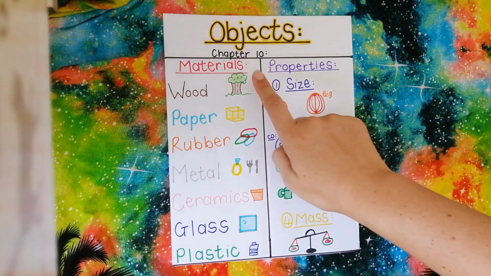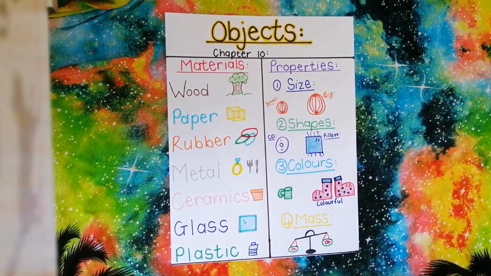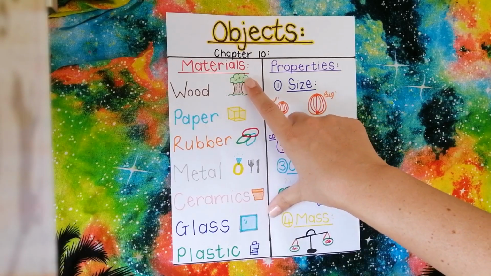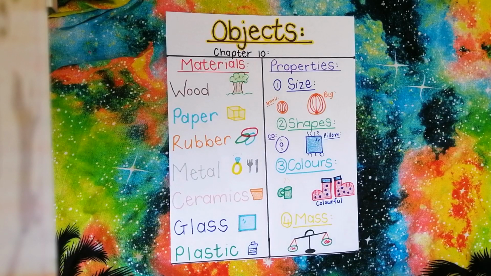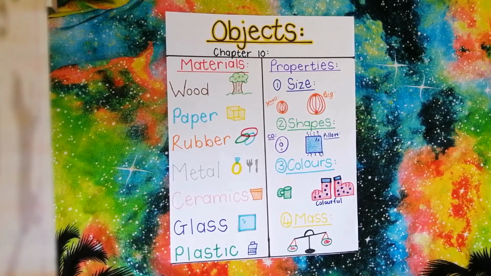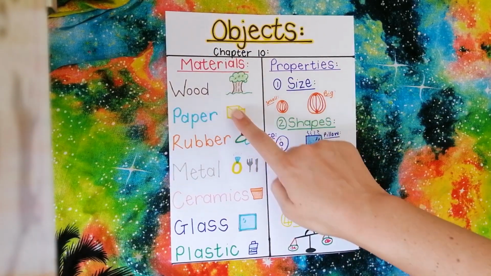So, chapter 10, we discussed objects, and we learned in this chapter what different objects are made of, what are the materials that we use to make objects. What are objects? Absolutely anything, like chairs, tables, pencil crayons, anything that we use or that is around in our house. Those are all objects.